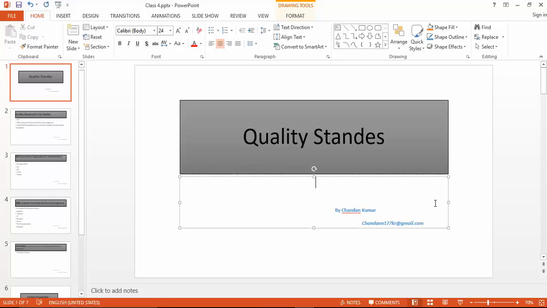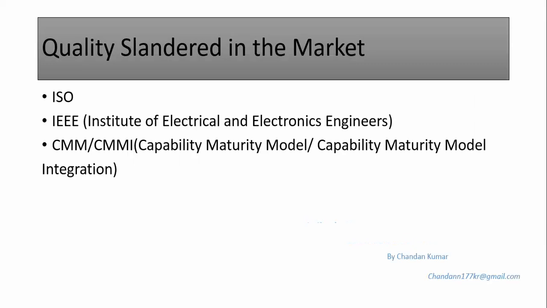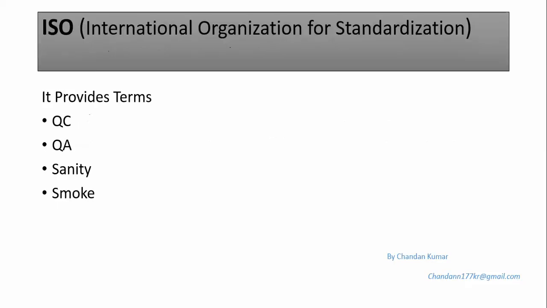So let's take a look at the quality standards that we already have in the market. There are majorly three quality standards in the market. One is ISO, second is IEEE, third is CMM or CMMI. One by one we will discuss these, not in detail, but at a very basic level. So let's move to ISO.